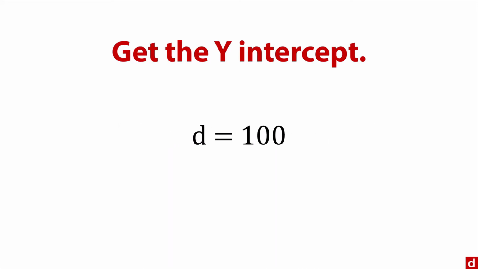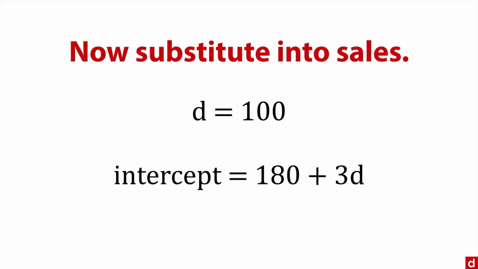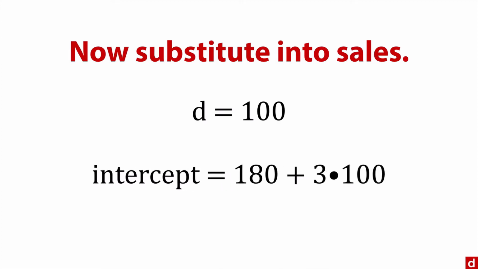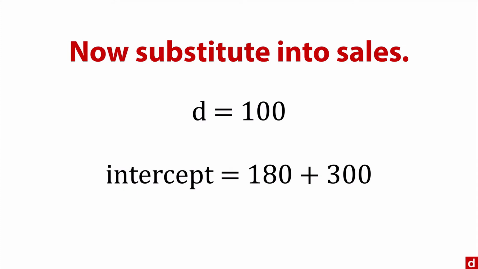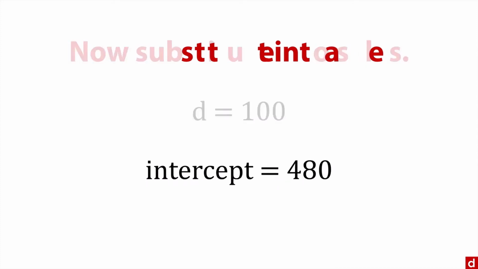That is, when D is equal to 100, X is 0, and that tells us how we can get the y-intercept. But to get that, we have to substitute this value into sales. So we take D is equal to 100, and the intercept is equal to 180 plus 3. 180 is the number of new subscriptions per week. And then we take the 3, and multiply that times our 100. So 180 plus 3 times 100 is equal to 300. Add those together, and you get 480. And that is the y-intercept in our equation.